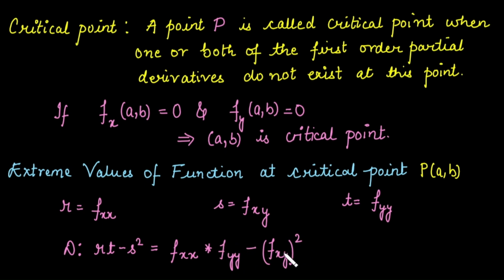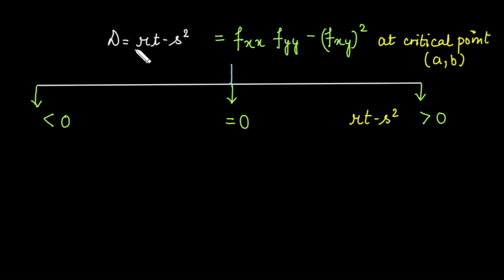Based on this discriminant, we will have the local minima, local maxima or a saddle point. After calculating the discriminant at the critical point, we have three observations. Either this is equal to 0, or less than 0, or greater than 0. If D is less than 0, in that case the critical point (a, b) is called a saddle point.